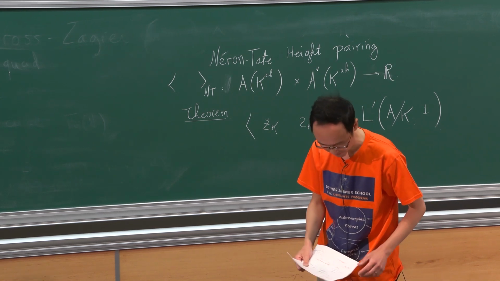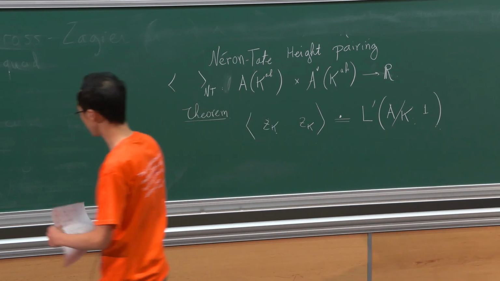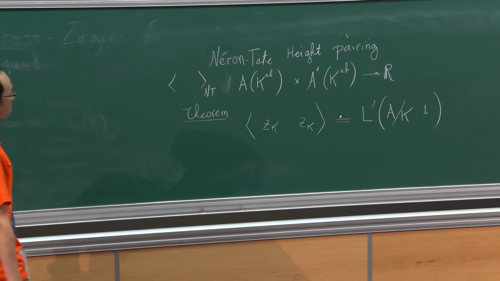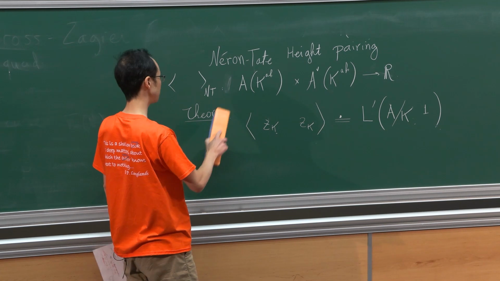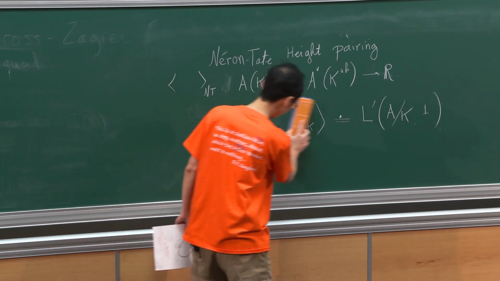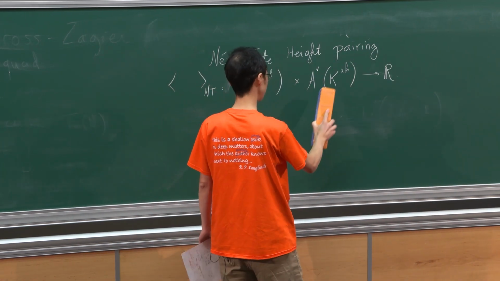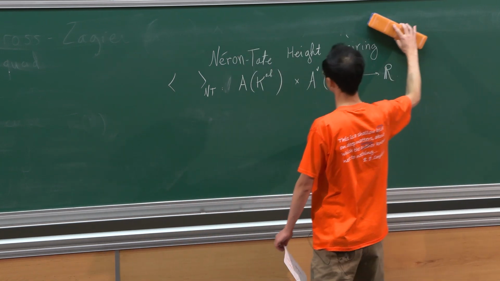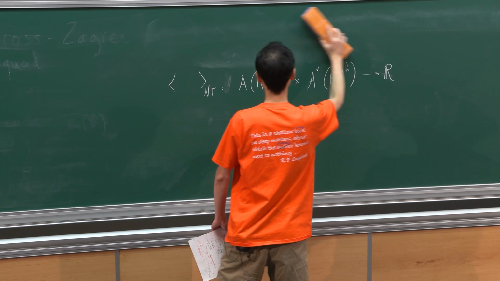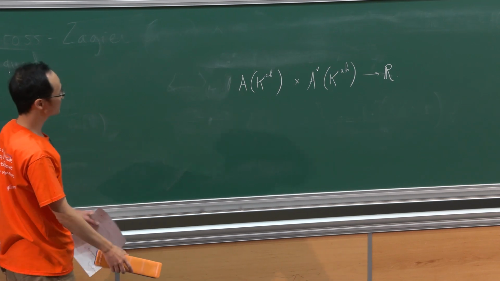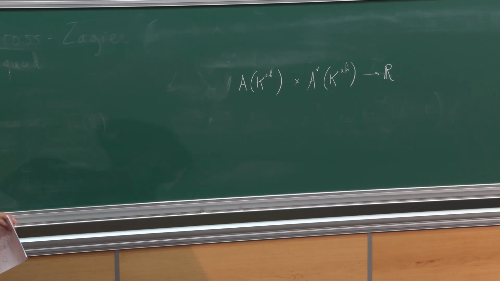Right, so for the height pairing, let me recall. This case is kind of nice because if you have an abelian variety, you have a pairing between the K-points and the dual abelian variety, also K-points, or some number field. This is more or less the Albanese variety, more or less the Pic zero of A. So it's a pairing between zero cycles and divisors on the Albanese variety.